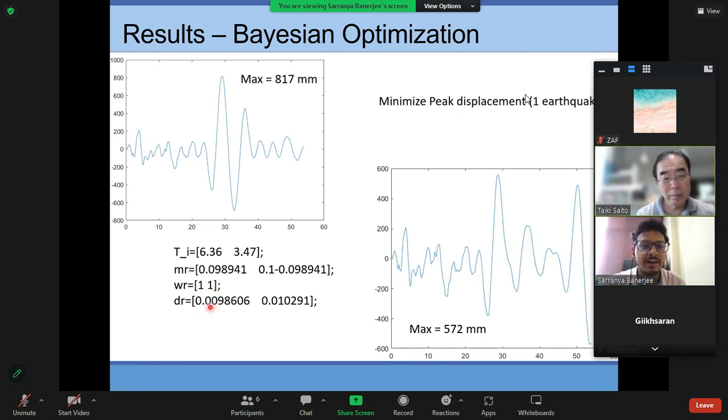And the damping ratio, we are finding that it's 1% for the TMD at the base and 10% for the TMD at the top. But if the mass ratio is so small, we can even neglect the TMD at the top. So the optimization results show that we should use only one TMD with 1% damping ratio at the base floor. This is coming from the optimization by minimizing the peak base displacement. The maximum was 870 millimeter. Now it has come down to 572 millimeter from the optimization process.